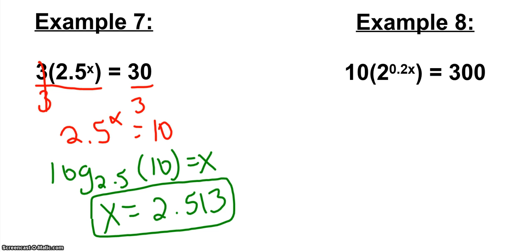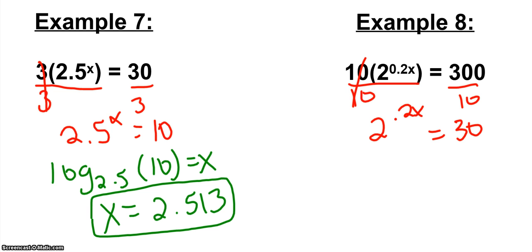Alright, so first we gotta divide, get the exponential by itself, then convert to log form, then solve for x. Alright, next one, example 8. We got 10 times 2 to the 0.2x equals 300. Again, I have to get my exponential by itself first. So I'm going to divide by 10. So I get 2 to the 0.2x is equal to 300 divided by 10 is 30.